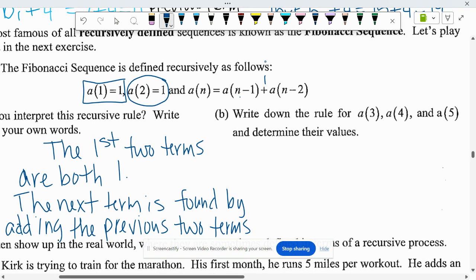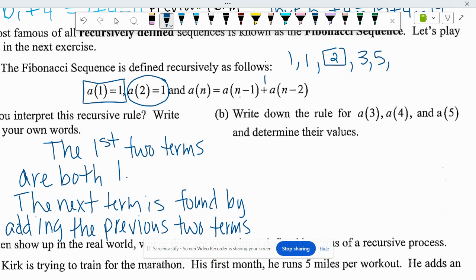So let's just write out some Fibonacci sequence. If the first term is 1 and the second term is 1, to find the third term, I add the 2 numbers that came before it. What's 1 plus 1? 2. To find the fourth term, I add the two numbers together that came before it. 2 plus 1 is 3. To find the next term, I add the two numbers that came before it. 3 plus 2 is 5. To find the next term, I add the two numbers that came before it.